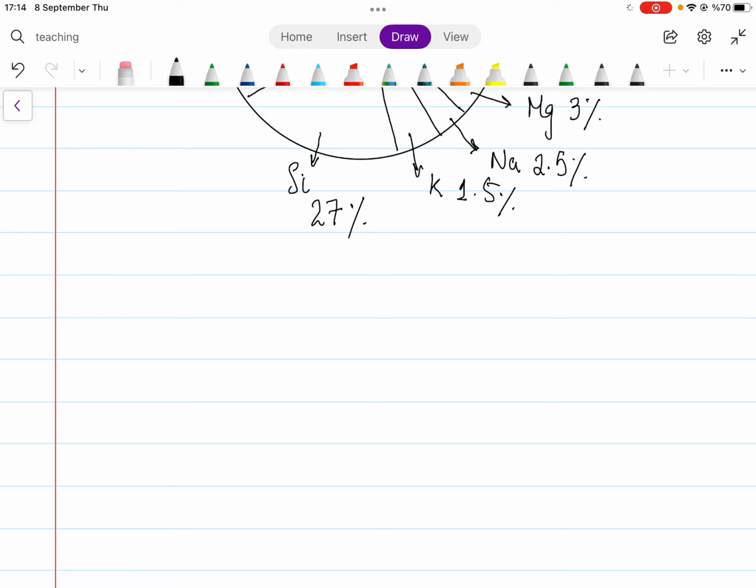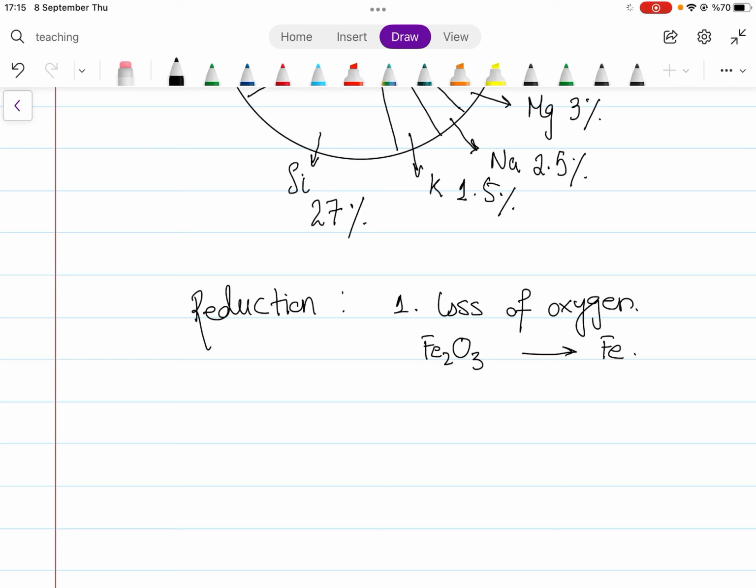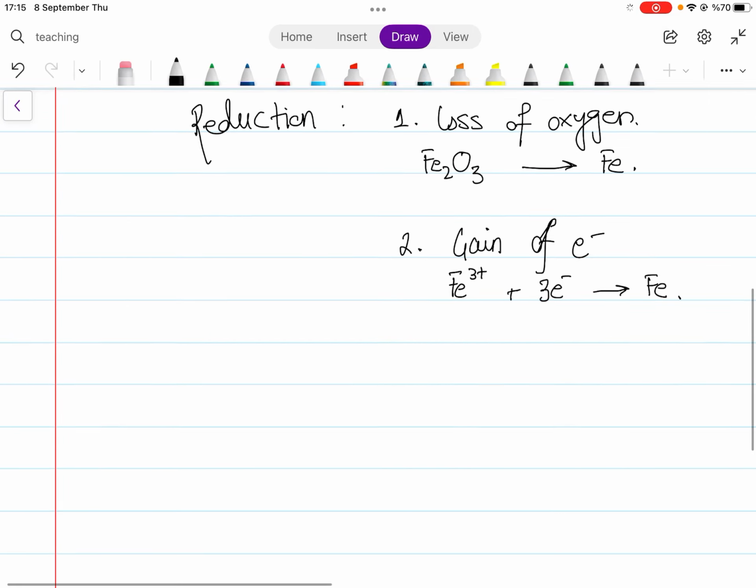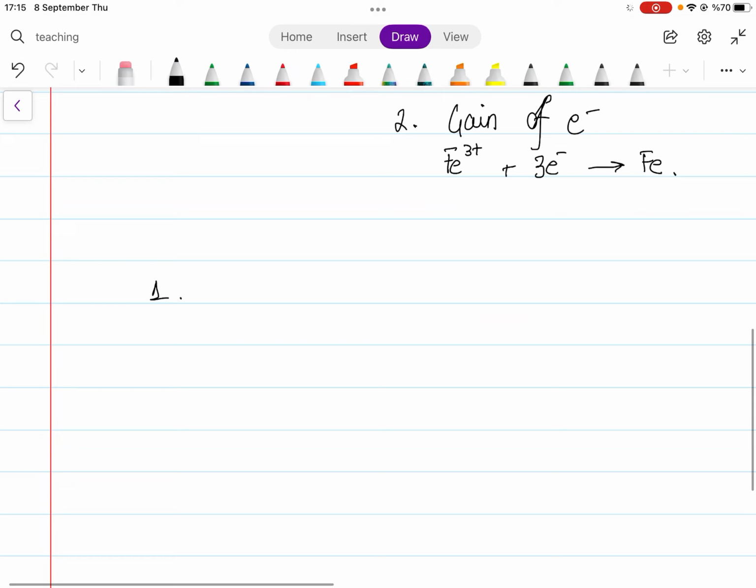Usually we use reduction. Reduction is defined as two things. One being loss of oxygen. So for example, if I have iron oxide, Fe2O3, going to Fe, this is reduction. Number two, gain of electrons. So if I have Fe3+ and I gain 3 electrons, this is going to be Fe. Either way the metal is reduced.